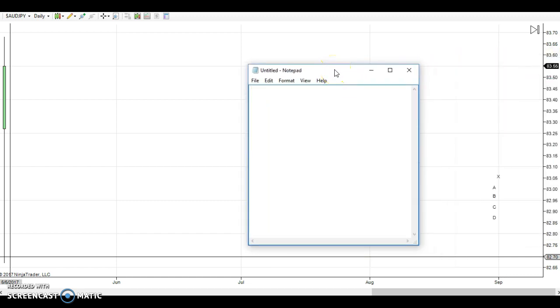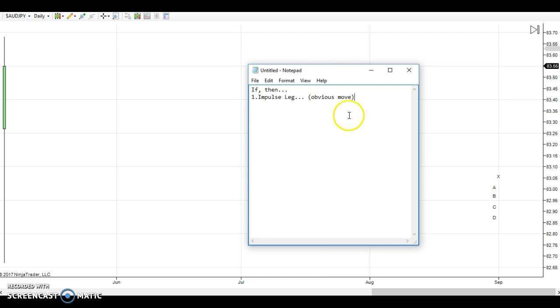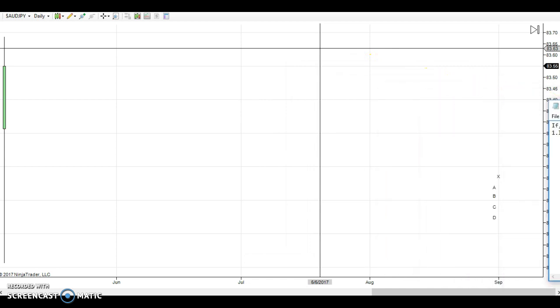The Gartley pattern works in an if-then syntax. So if the market does this, then we do this. So if we have an impulse leg, which is the first rule, what is an impulse leg? It's a very obvious move to the upside or the downside. So you don't want a lot of noise. We just want a very clear move up or move down.